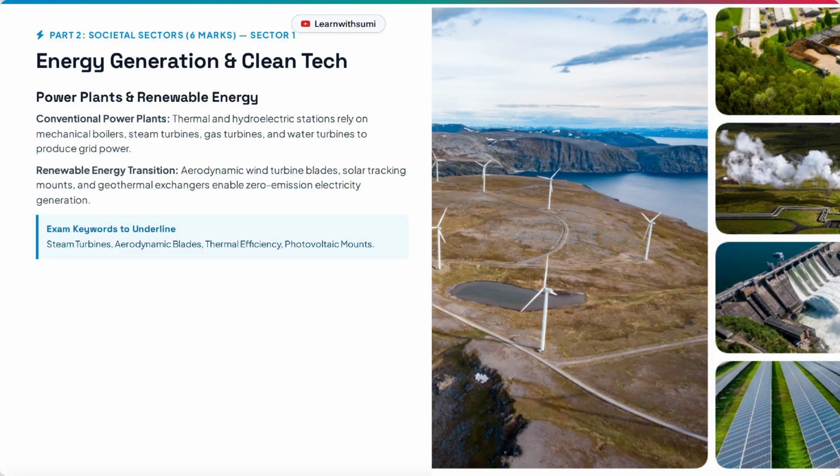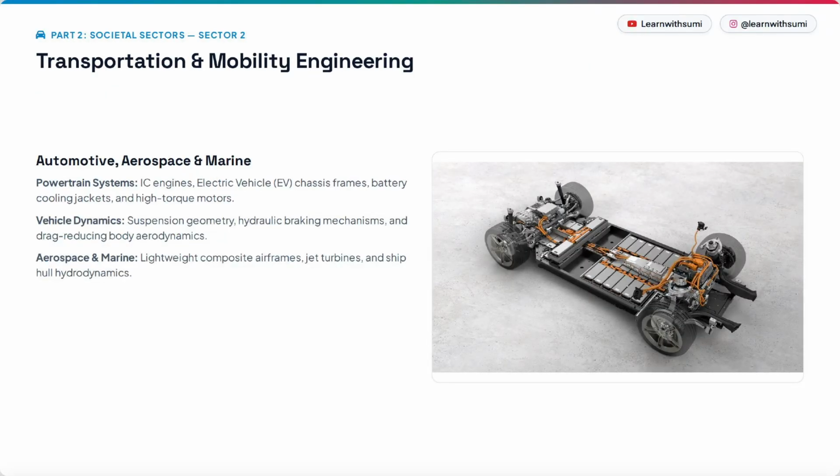Now we have transportation and mobility. Let's understand these technical terms, like the EV battery cooling jacket. EV batteries get hot during driving and fast charging. A cooling jacket is a layer of aluminum tubing wrapped around the battery cells where cold liquid flows continuously, preventing overheating and battery fires.